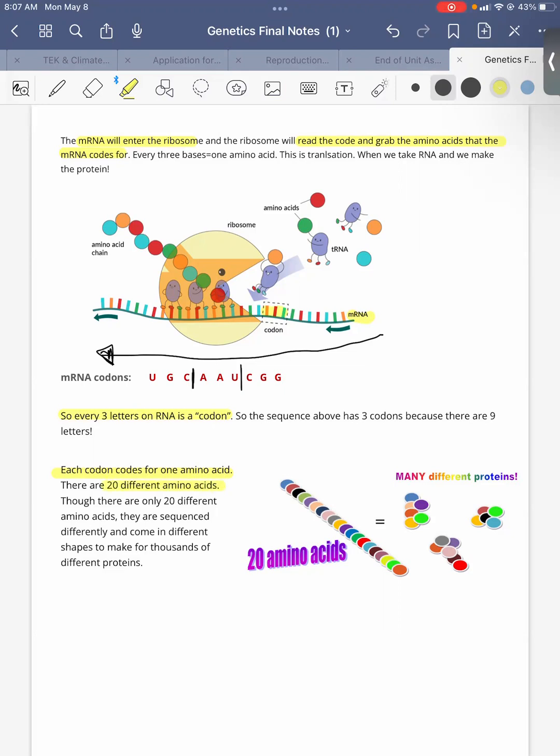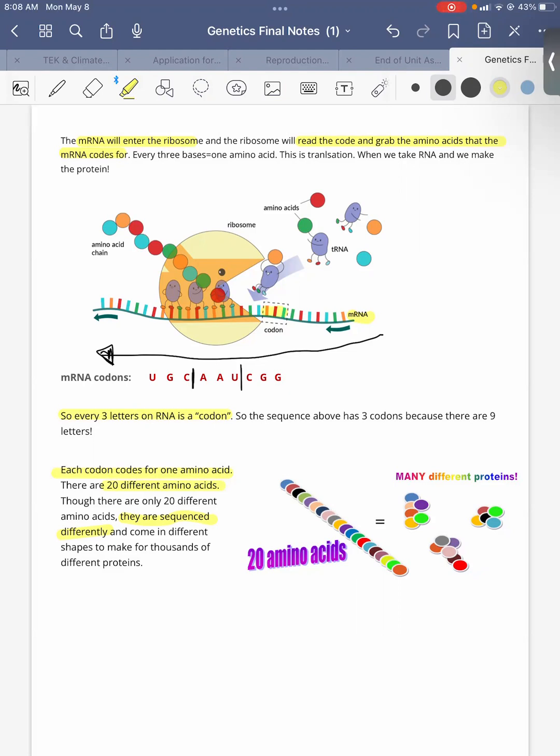And depending on the combination of amino acids, when they're sequenced differently, so for example, right here we have an amino acid sequence that is different than this one, and it's also different than this one. It has different amino acids in it. So each protein will be different depending on the sequence of amino acids. The sequence of amino acids will make different shapes in thousands and thousands of different proteins, even though we only have 20 amino acids, because they're put together in a different sequence, right?